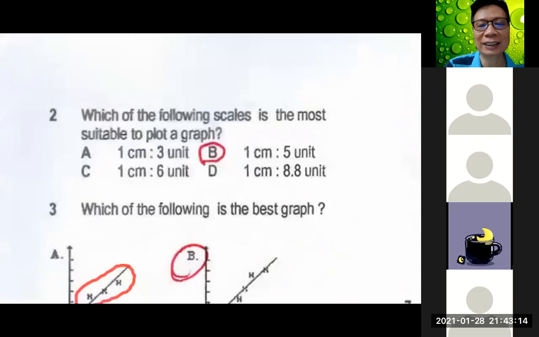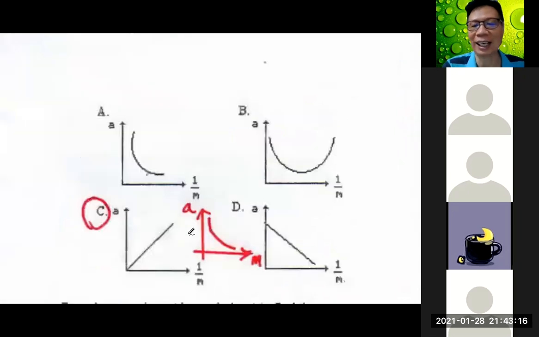Yes, correct. C is the answer. Inversely proportional is when you see 1/m, a straight line means inversely. Same as this one. Please jot down this. When here is m, it is a curve going down, so it's inversely proportional.